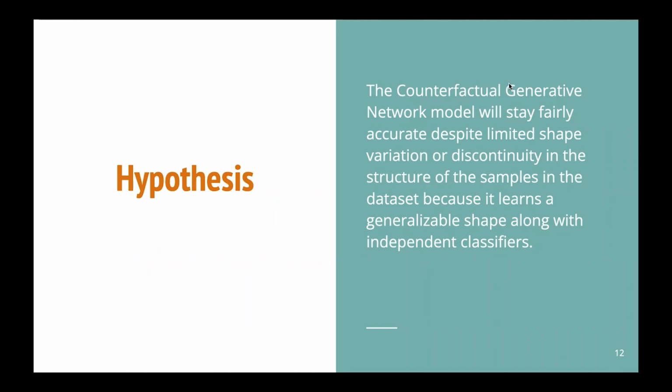The hypothesis we have formulated is that the CGN model will stay fairly accurate despite limited shape variation or discontinuity in the structure of the samples. And we believe that will happen because the model learns a generalizable shape context along with the independent training classifiers.